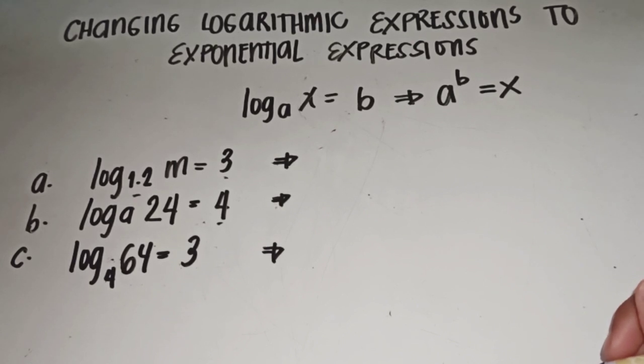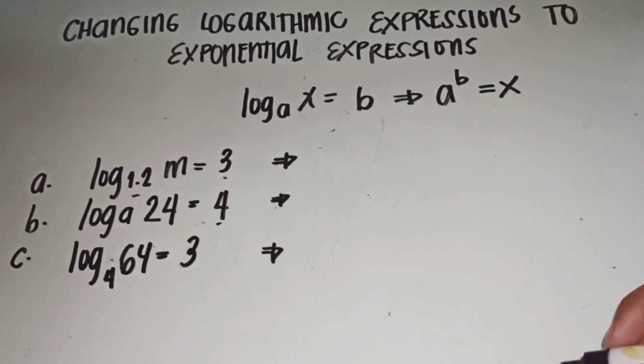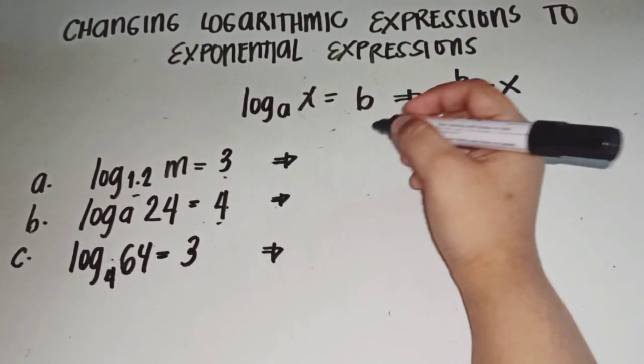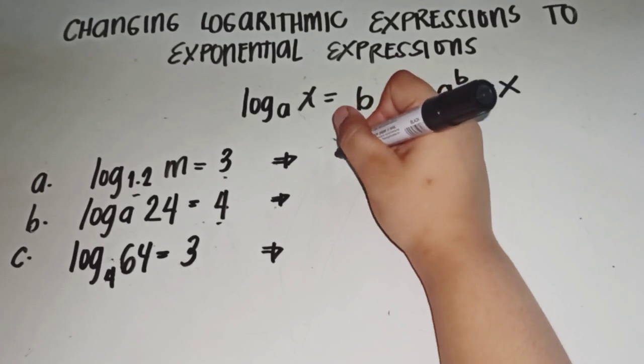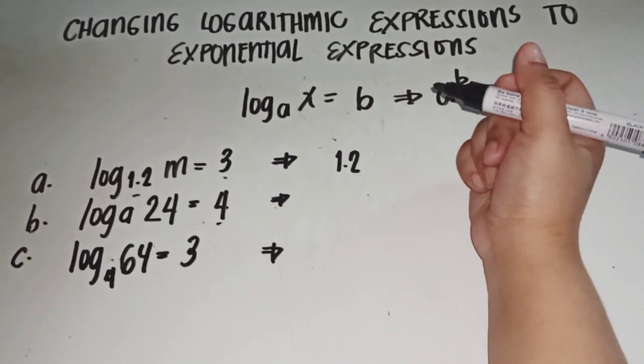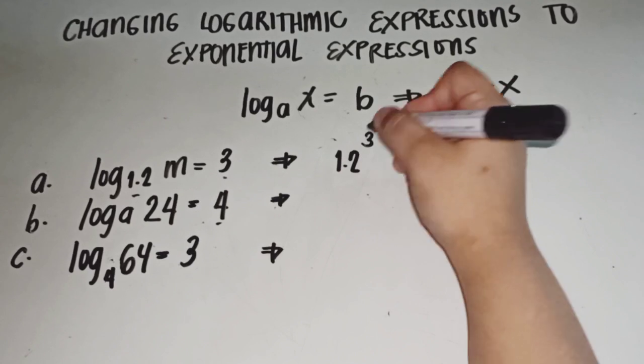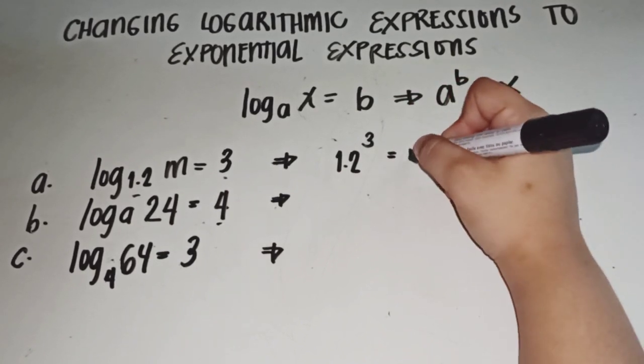So letter A, log of m to the base 1.2 is equal to 3. Let's change this to an exponential equation. Okay, write our base 1.2 raised to 3 is equal to m.